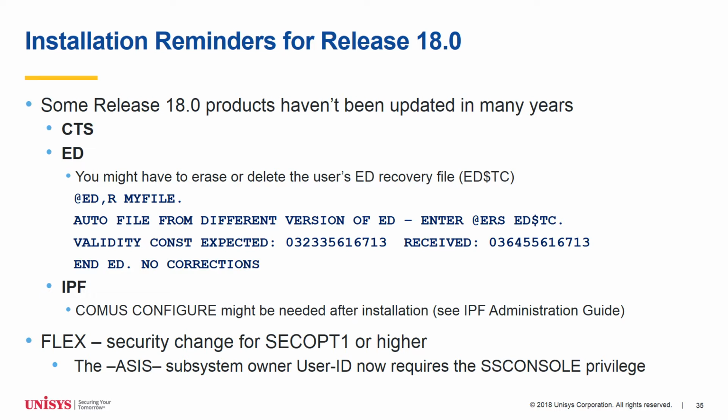Every version of the ADD product stores a unique version number in the header area of the recovery files, ADD$TC, for each user. When you install a different level of ADD, the active editor level detects when the version number saved in the recovery file does not match what it expects. You might see an error message similar to the one shown on this slide. If this occurs, you must either erase or delete your ADD$TC file via the @ERS or @DELETE ECL statement.